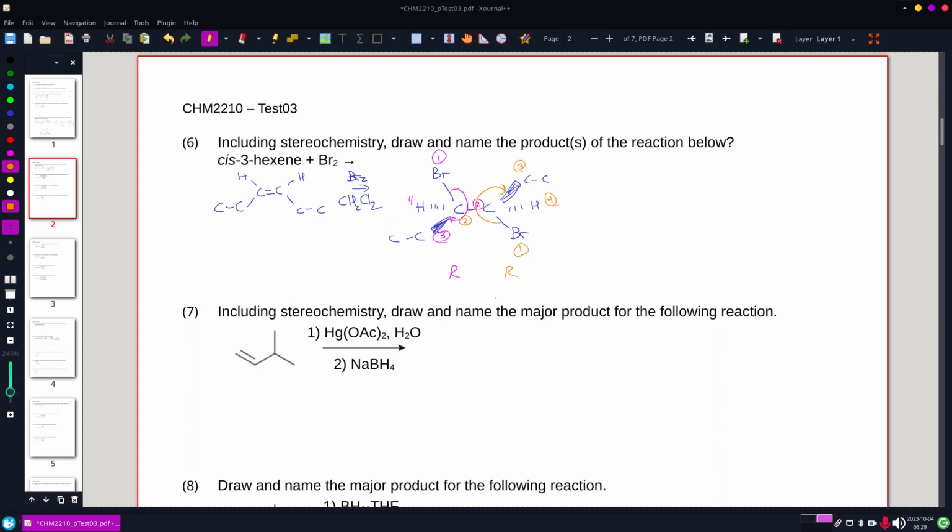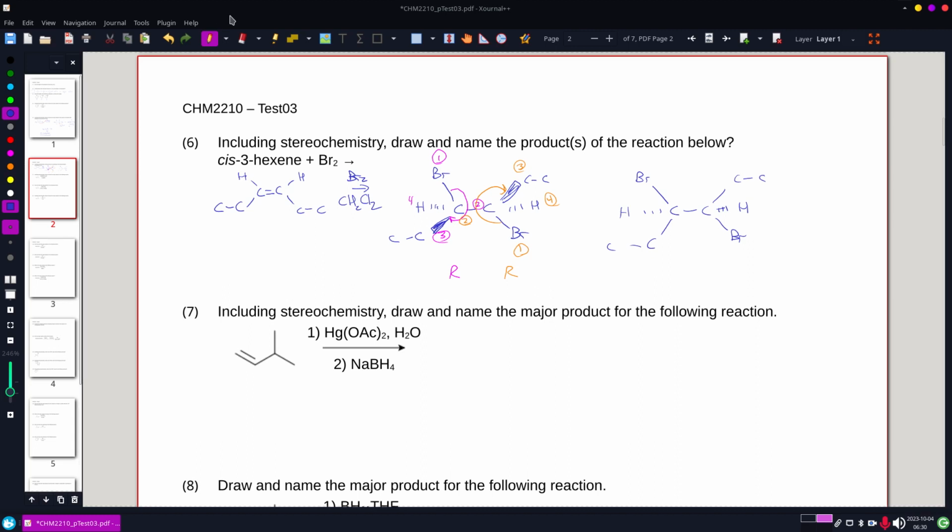Alright, now naming it. I'm going to redraw this so we don't have all this ink overlapping. So what I had was a bromine to a carbon to a carbon to a bromine with hydrogens in the back and our ethyls in the front.